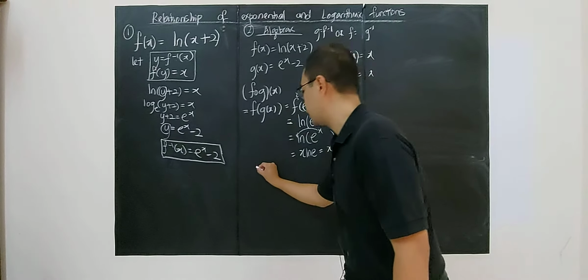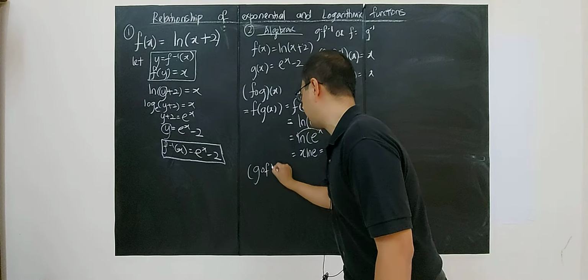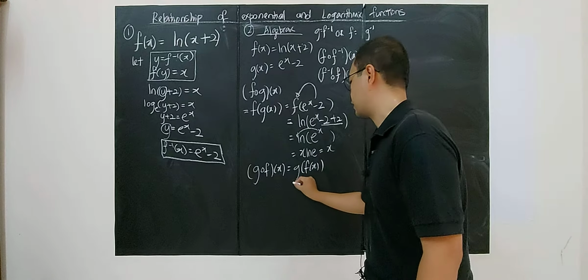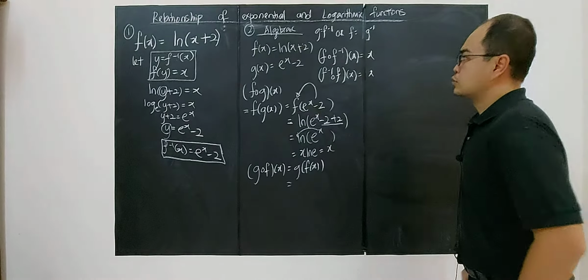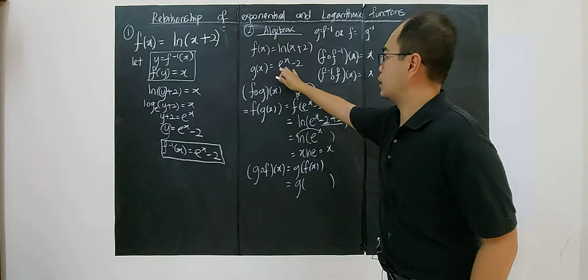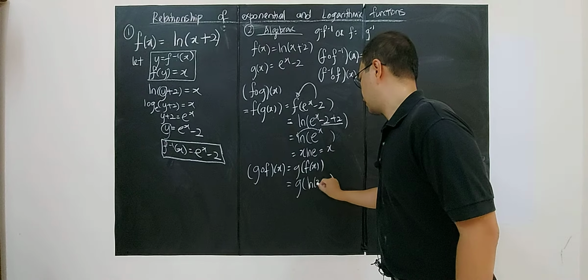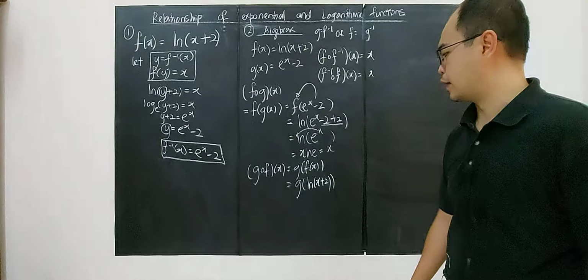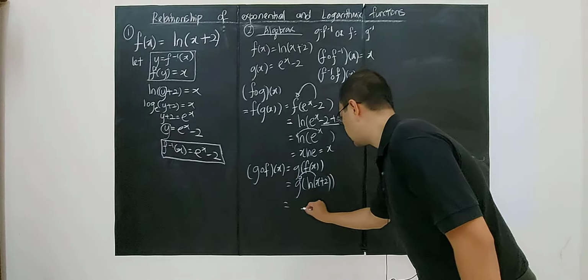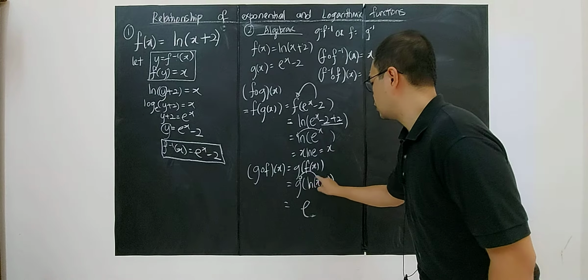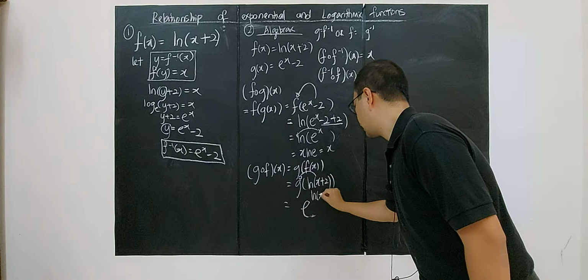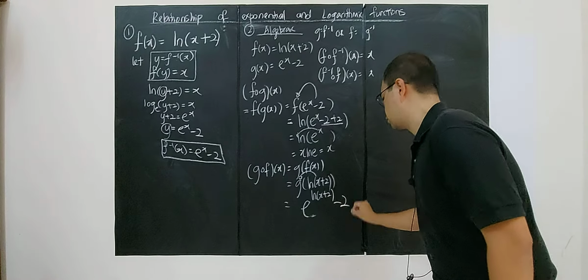So let's do the other way: the composite g(f(x)). Now your input will be your f(x), which is ln(x + 2). You put it into your function g, which is e^x - 2. So you have e^(ln(x + 2)) - 2, right?